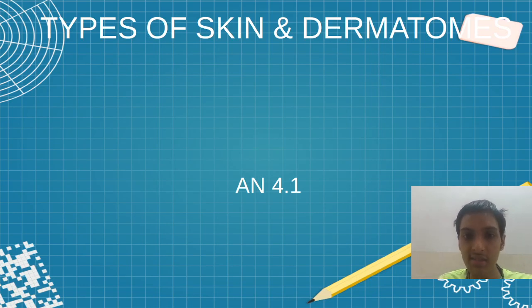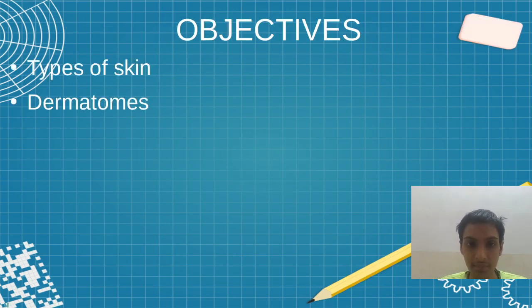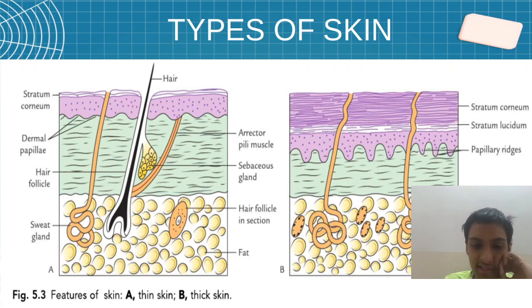Hello friends, in this video we'll talk about the types of skin and dermatomes. So first we'll see the types of skin. We have the thin skin and the thick skin. Here you are seeing the diagram that shows the thin skin and thick skin.